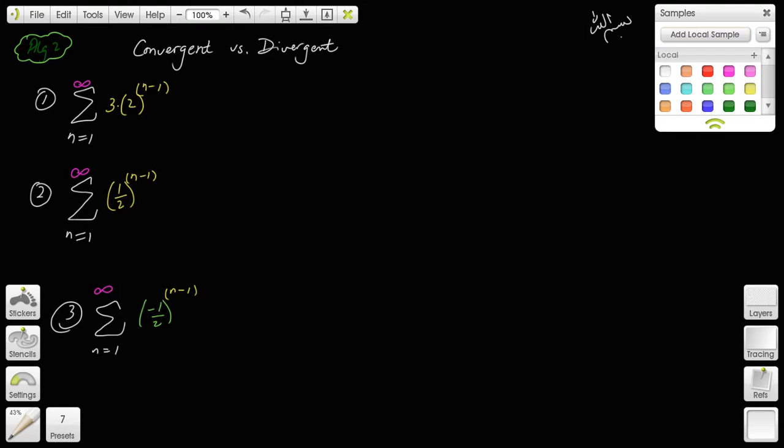Bismillahirrahmanirrahim. Today, inshallah, I'd like to talk about one of the last topics that we need to cover in this chapter, and this is about convergent and divergent sequences and series. So there's this concept about a sequence or series being convergent or being divergent.